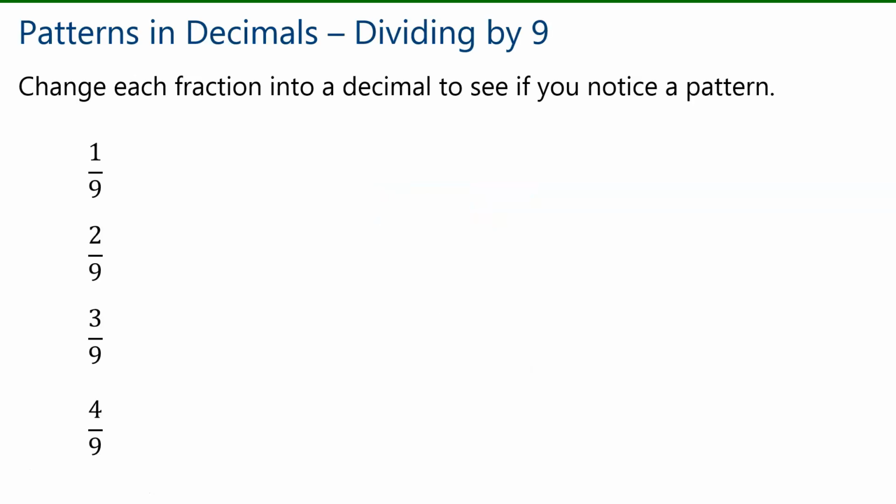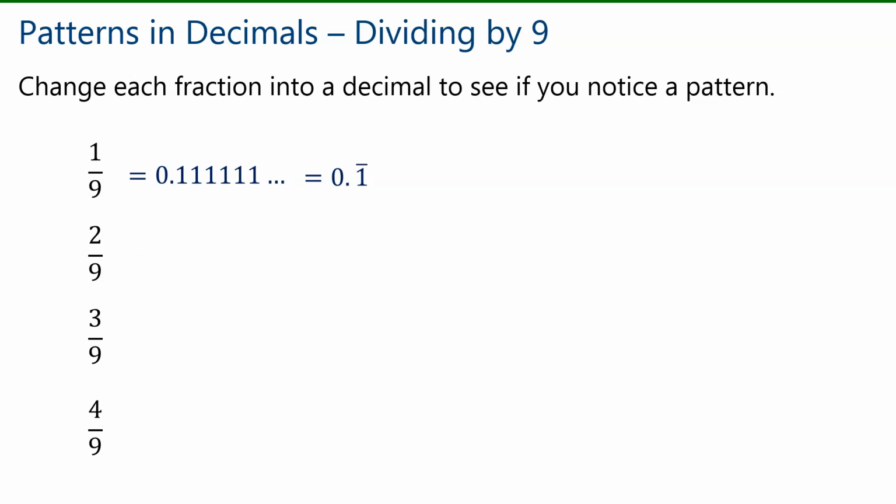Here we're going to use a calculator to change each fraction to a decimal and then see if we can notice a pattern. Now this first set of fractions here are all being divided by 9. So when I do 1 divided by 9 on the calculator, I get 0.11111 repeating. Now I can write that in bar notation like this.